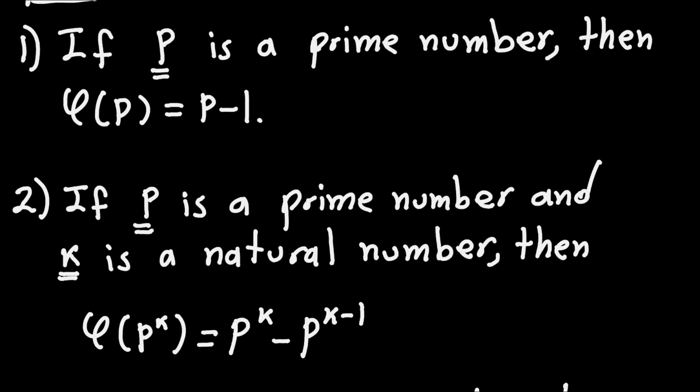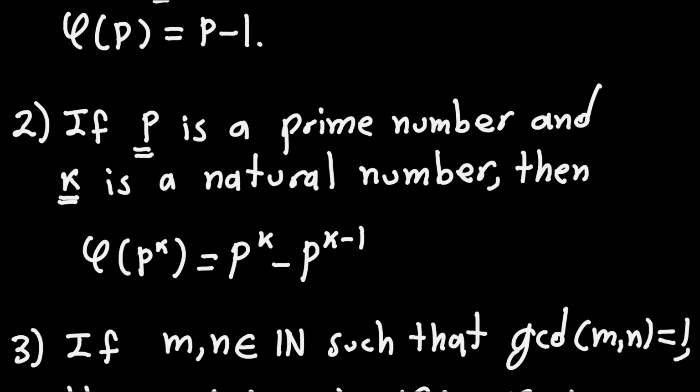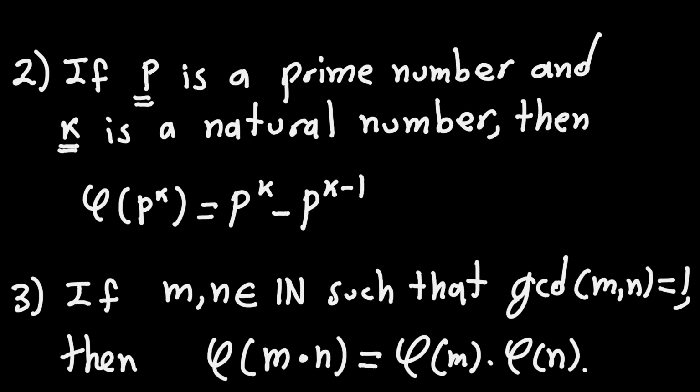There's also another property. If you have a power of a prime number, you can compute phi of that relatively easily. Here p is a prime number and k is any natural number. So phi of p to the k is p to the k minus p to the k minus 1. This quantity is the number of naturals less than or equal to p to the k that are relatively prime to p to the k.